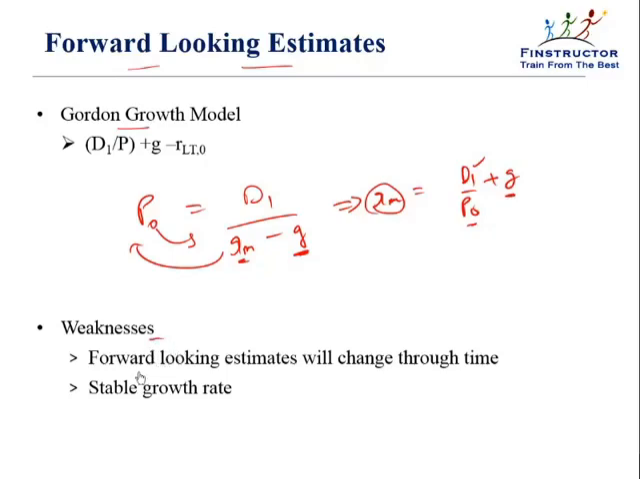Weakness is that the forward looking estimates will change through time. So our expectations of growth, dividends would keep changing, and hence the equity risk premium will also keep changing. And the big issue is understanding or fixing this infinite growth assumption. So G is the rate at which the firm is expected to grow, or the country rather, or the diversified index in this case is expected to grow till infinity.